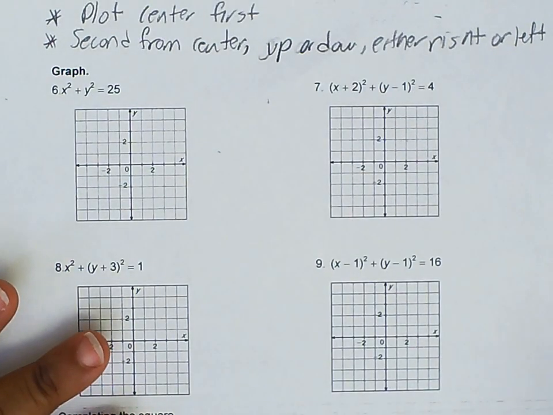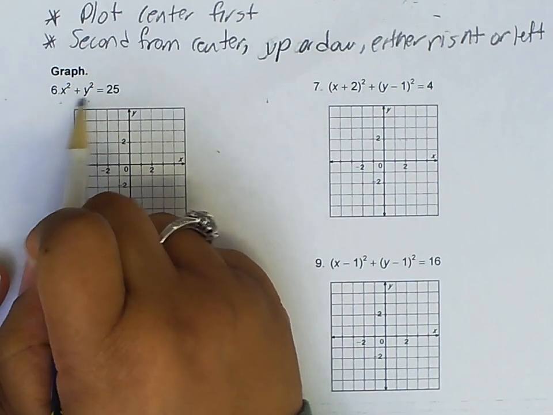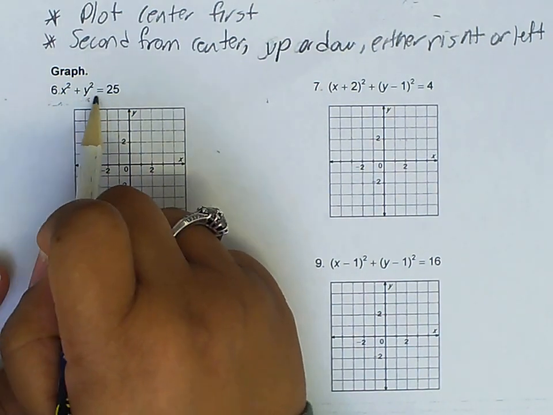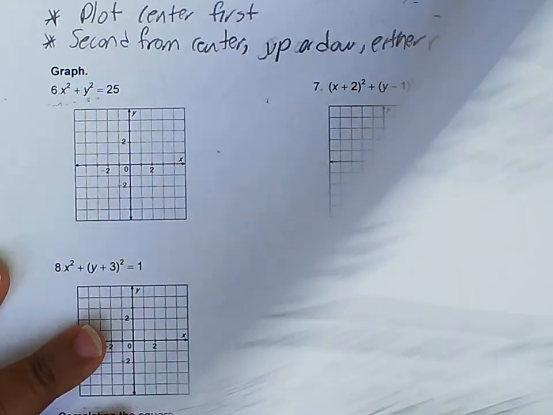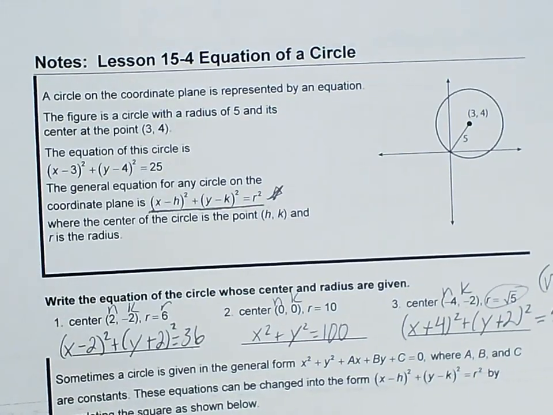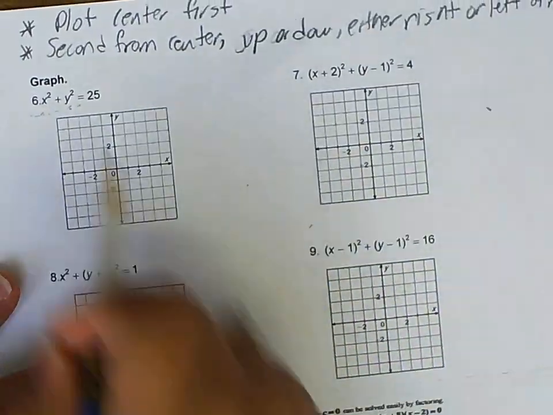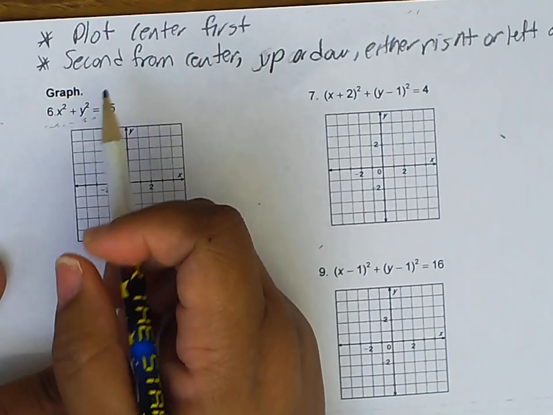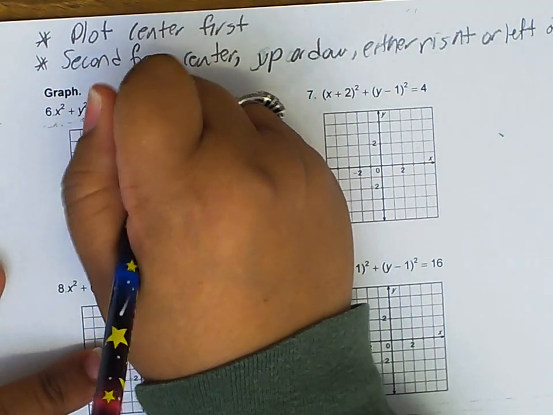The first thing you want to do is figure out your center. Here there are no parentheses, so my center has to be zeros. You remember how we did that one before where my center was 0, 0? Since there's nothing in parentheses here, my center is 0, 0.